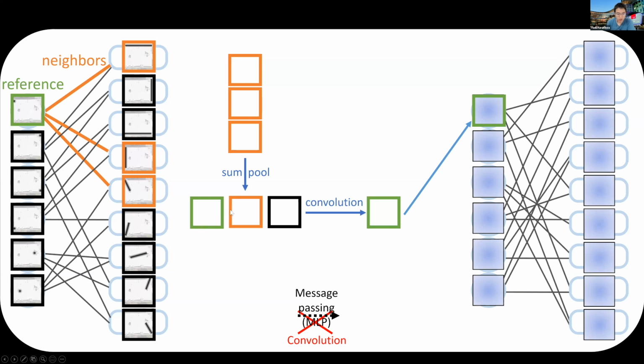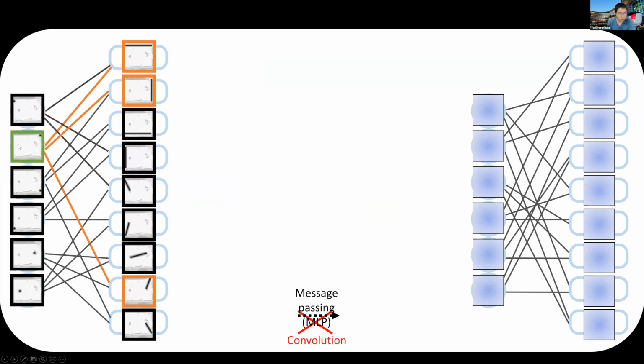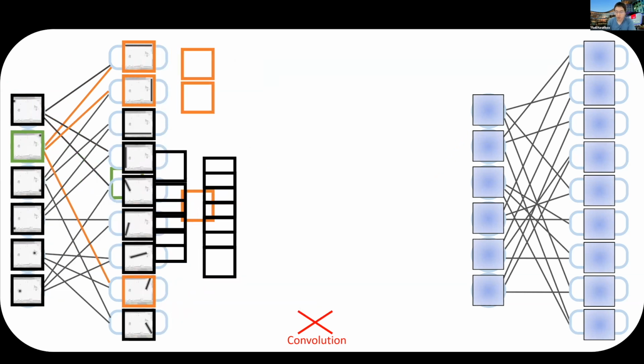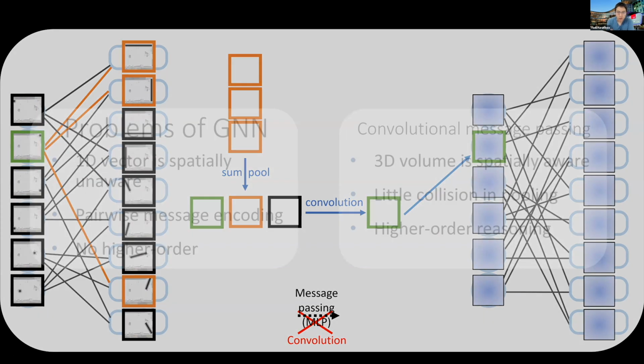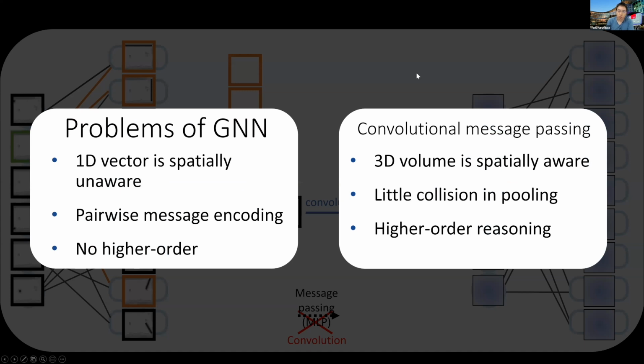And the trick is, since we pool, this dimension is fixed. Always 3 kinds: a concatenation of 3 feature volumes, reference, neighbors, and the rest. So we do this for every node one by one. To update this feature volume, we again do this pooling, and then get the feature volume. And we do that for every single node simultaneously as one layer of message passing. Hope this makes sense. So we call this convolutional message passing.